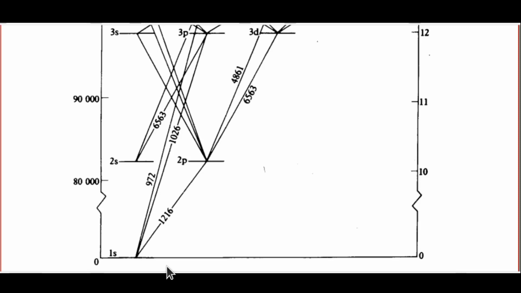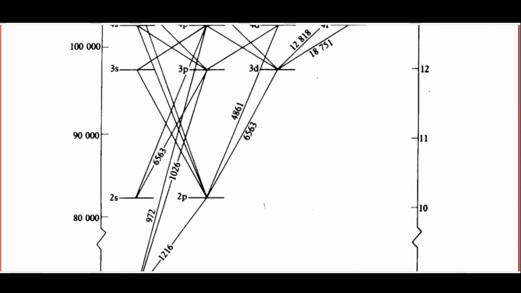Now, all wavelengths have not been shown here simply because that would have again cluttered up the diagram. But as you can see, for example, from the 2p, you can have transition to 3s and 3d, but not to 3p. You can also have transitions to 4s, 4d, and so on. But you cannot have a transition from 2p to 4f, say.